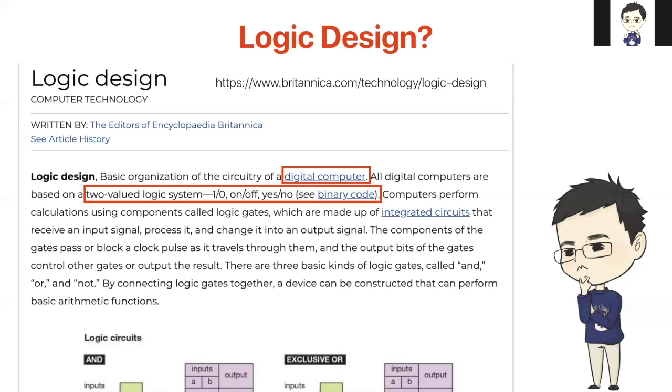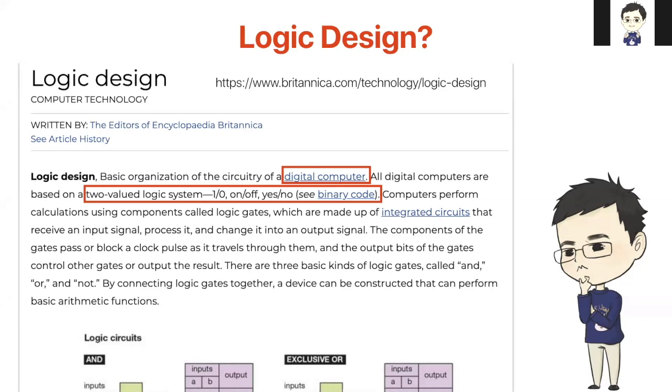The components of the gates pass or block a clock pulse as it travels through them. And the output bits of the gates control other gates or output the result. There are three basic kinds of logic gates called AND, OR, and NOT. By connecting logic gates together, a device can be constructed that can perform basic arithmetic functions.